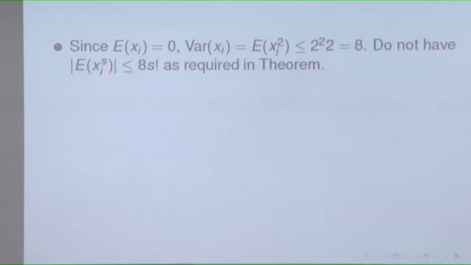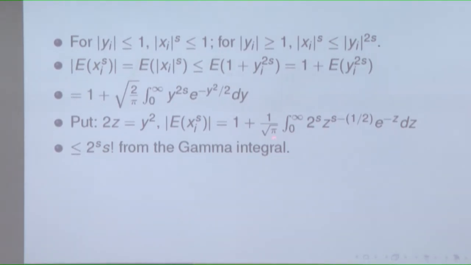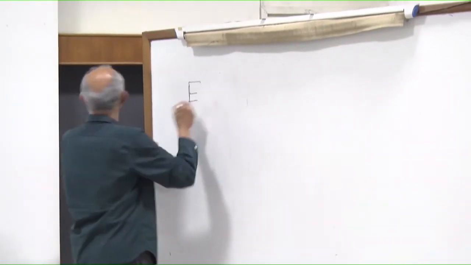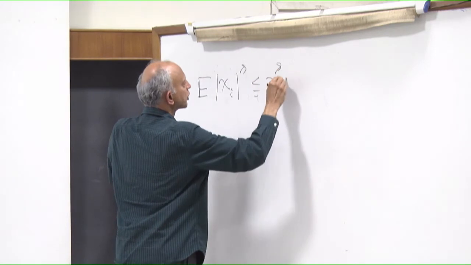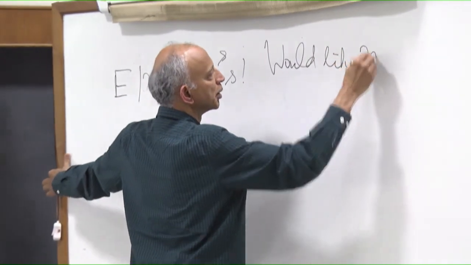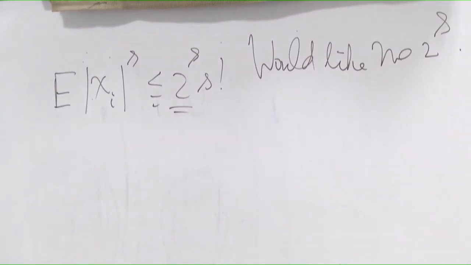But we do not have that for the nth moment. So for the theorem, we wanted the nth moment to grow only as s factorial times the variance. That's not true because it grows as 2 to the s times s factorial. So the expected value of xi to the s is bounded by 2 to the s times s factorial, but we would like no 2 to the s. We want just s factorial. We don't want 2 to the s growth.